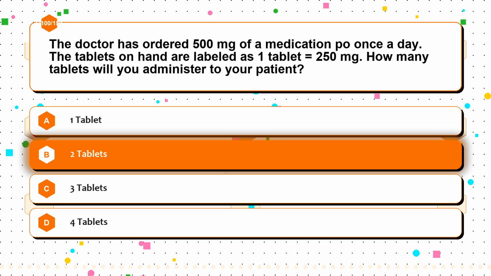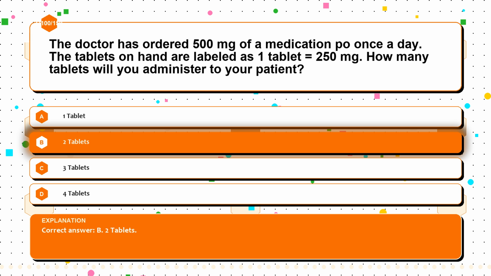The correct answer is option B, 2 tablets.